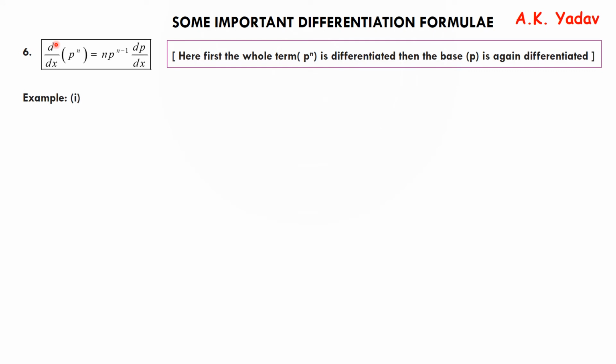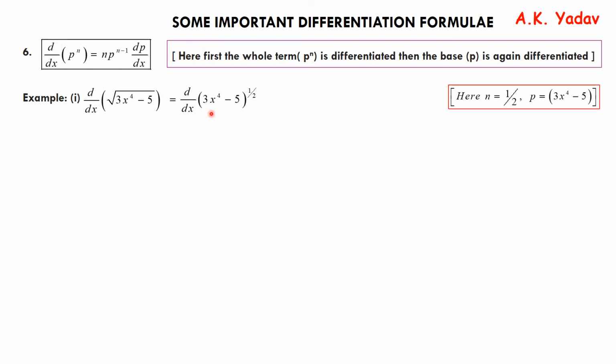Let us understand this with the help of an example. We need to differentiate under root of 3x to the power of 4 minus 5, which can be written as d by dx of (3x to the power of 4 minus 5) whole to the power of 1 by 2. Now here n is 1 by 2 and p is 3x to the power of 4 minus 5. So we will apply this formula.